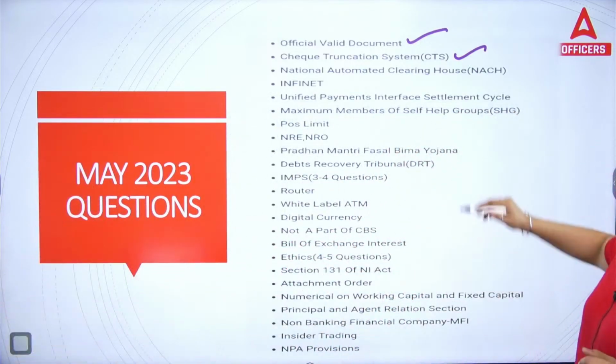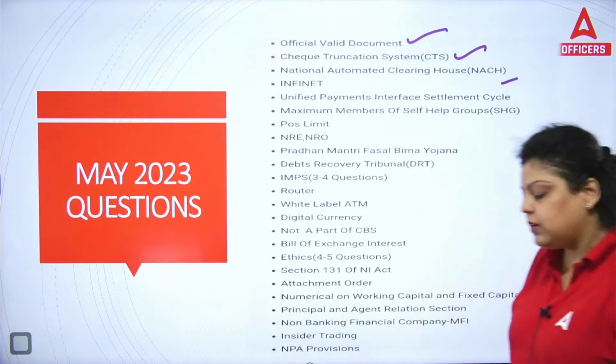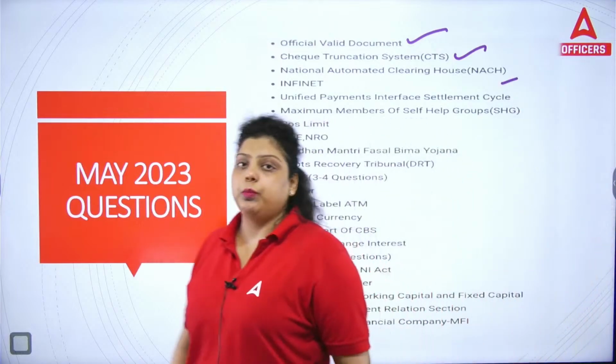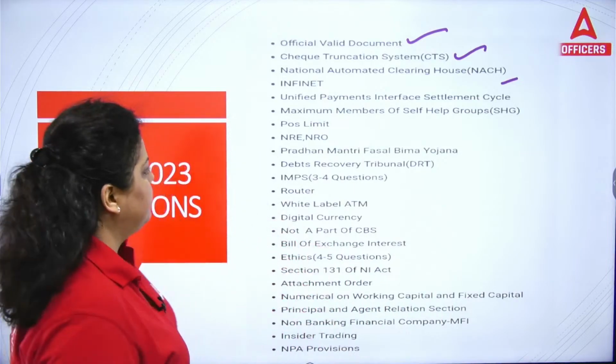Then National Automated Clearing House, NACH, this is a service that has been provided by NPCI in which bulk payments and repetitive payments can be done.